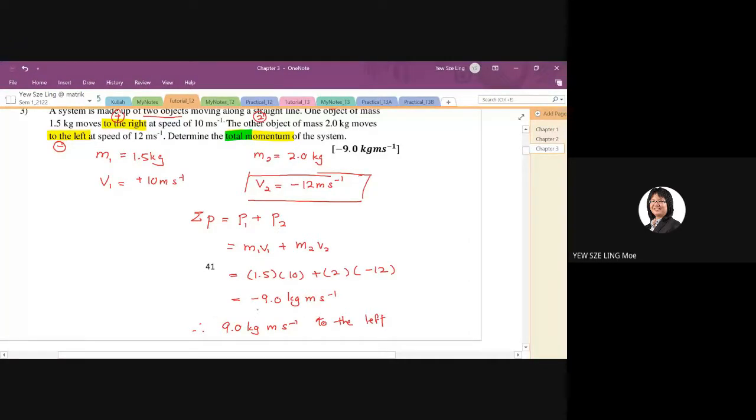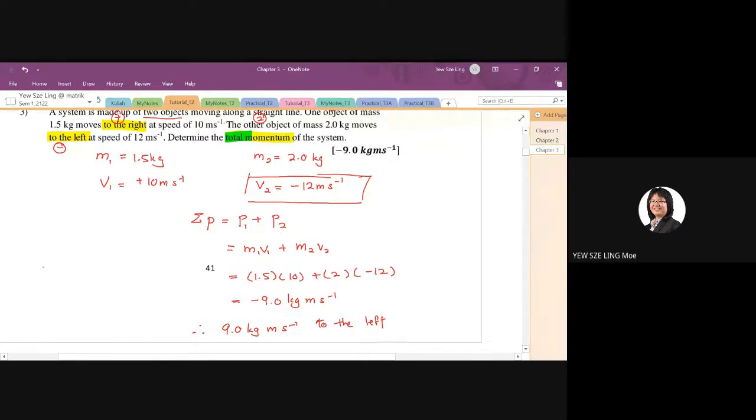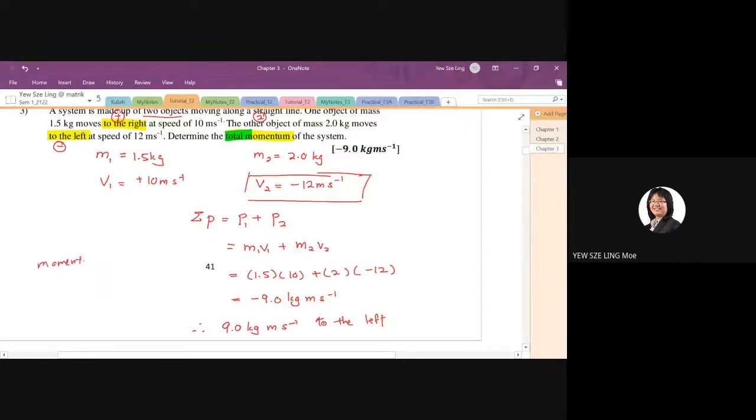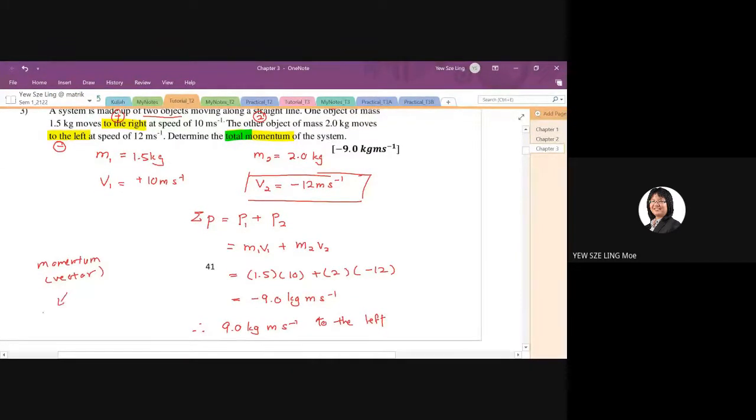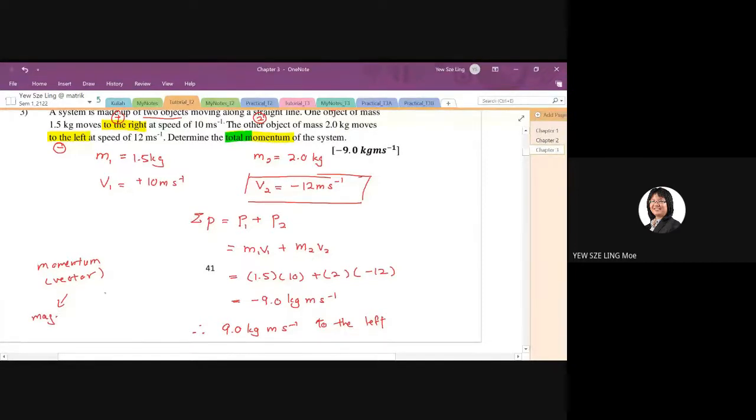So you just rewrite one more sentence to avoid all the argument. Because some lecturers like to say that negative and to the left means your object is now in the positive direction, something like that. So to avoid all those unnecessary arguments, I would encourage you to rewrite it in a sentence. You calculate, you got a negative value, and remember, because now you're looking at momentum, momentum is a vector. What does it mean by a vector? You need to have a value, magnitude, and also direction.